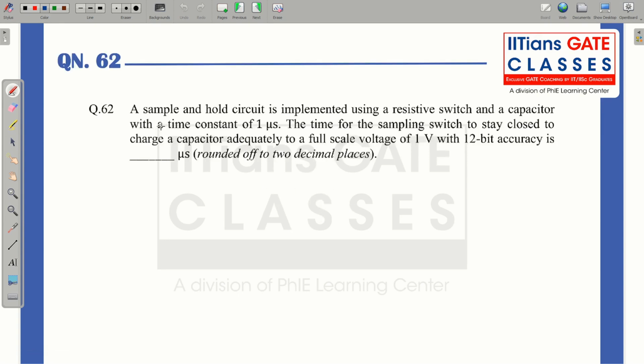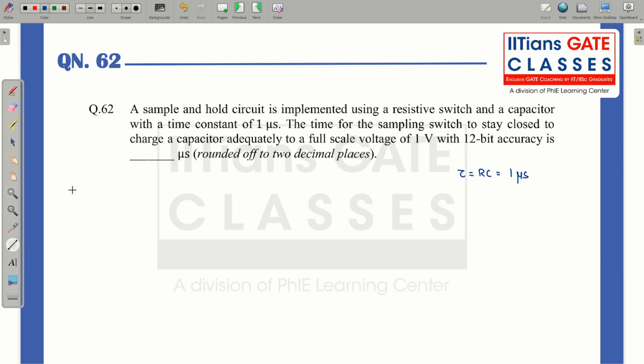So the next question asked is: a sample and hold circuit is implemented using a resistive switch and a capacitor with a time constant of 1 microsecond. So the time constant of the RC circuit is 1 microsecond. The time for the sampling switch to stay closed to charge the capacitor adequately to a full scale voltage of 1 volt with 12-bit accuracy is?